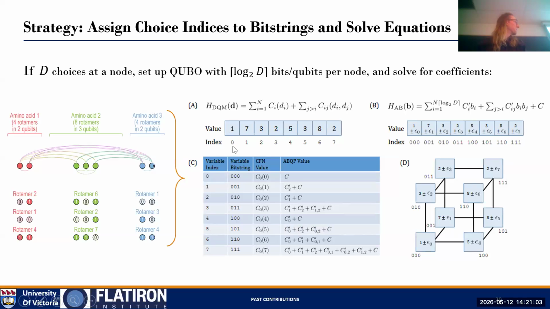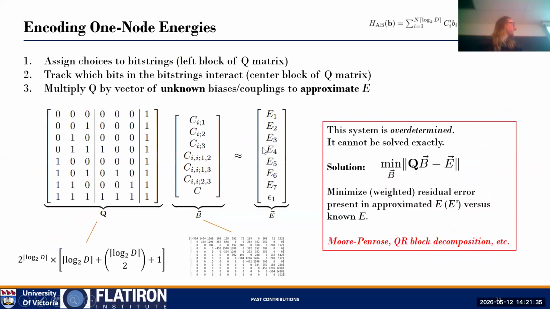So for example, if we have a variable that has 8 choices, and these are its one-body energies, we can assign bit strings to each of those variable choices. We have their one-body energies, and then we have here tabulated the QUBO coefficients that are induced by these bits. So what we have effectively is a system of linear equations that we can then solve these coefficients from to approximately reproduce these energies.